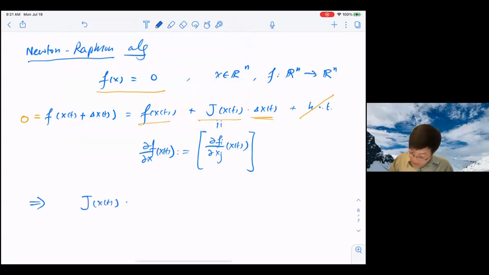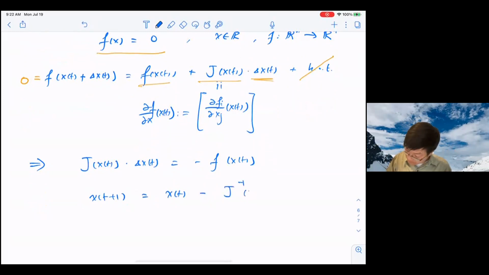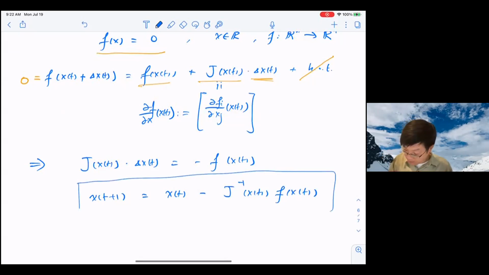And therefore, this gives us that the Jacobian matrix times the variable that we want to solve, which is the vector of delta x at time t, equals minus f of x of t. And if the Jacobian is invertible, then conceptually, delta xt is... let me write the next point directly. x(t+1) is xt minus the inverse of the Jacobian matrix times f of xt. So this is, again, conceptually how we compute the next point.